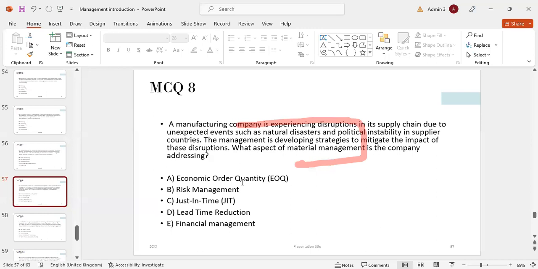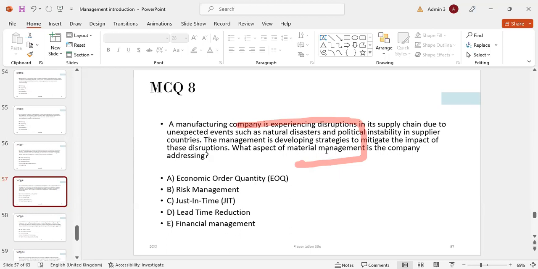MCQ number 8: A manufacturing company experiences disruptions in its supply chain due to unexpected events such as natural disasters and political instability in supplier countries. The management is developing strategies to mitigate the impact of these disruptions. What aspect of material management is the company addressing?